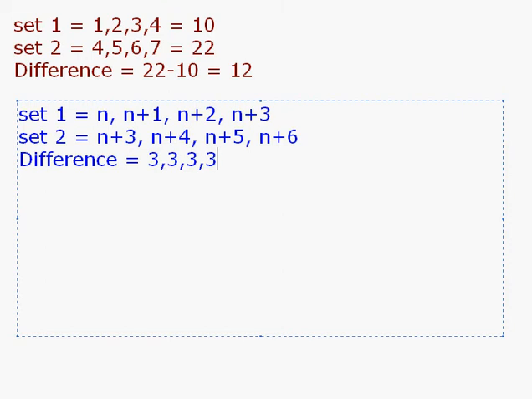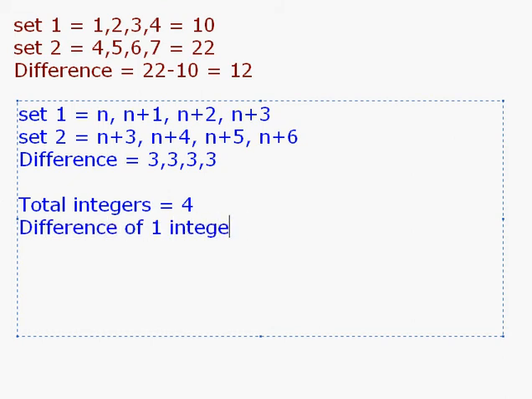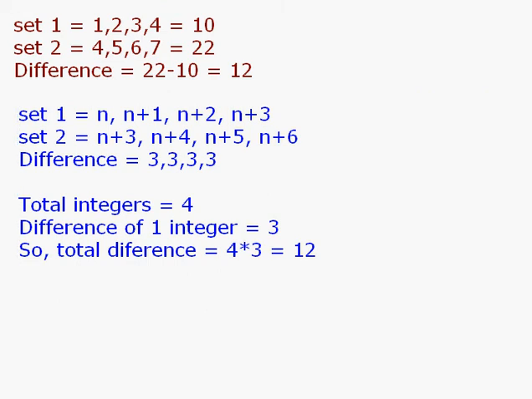So the total number of integers is 4. The difference for one integer is 3. So the total difference is equal to 4 times 3, that is equal to 12. So in either way, the problem is very easy to solve.